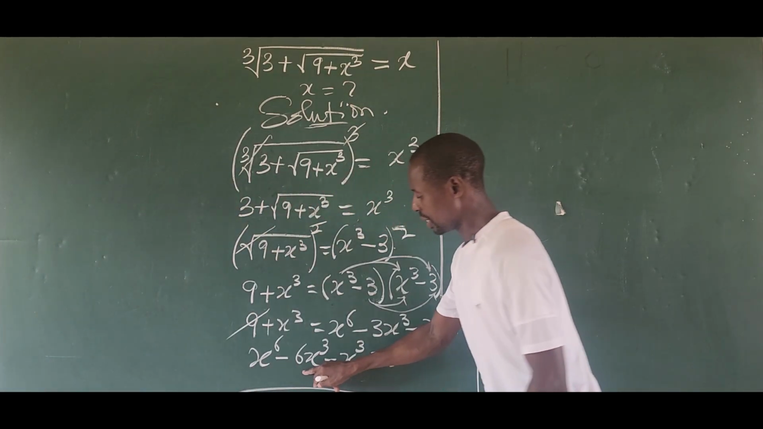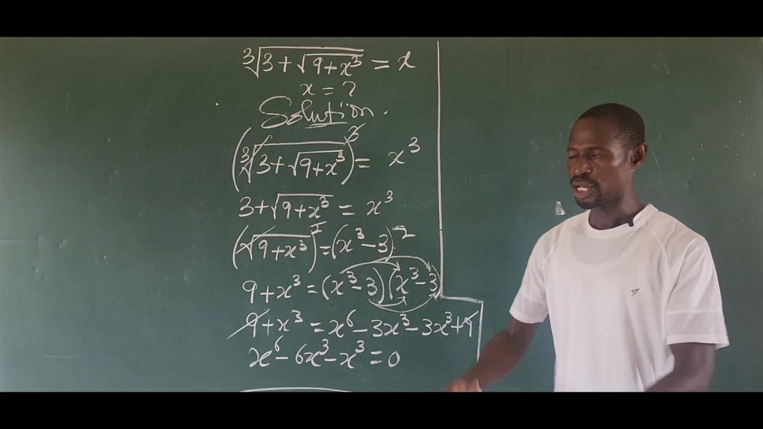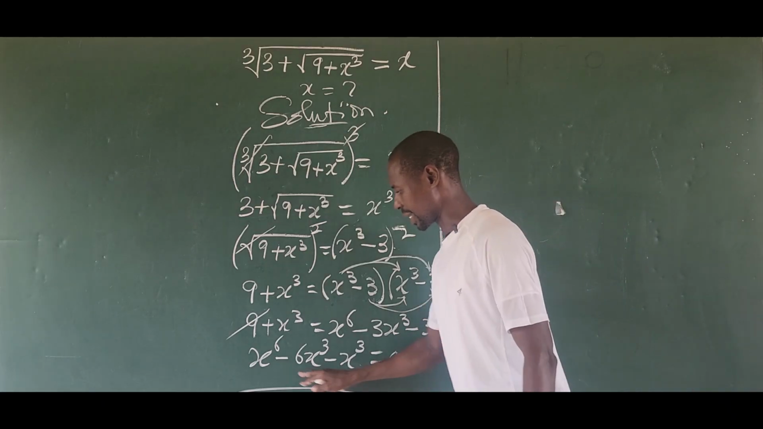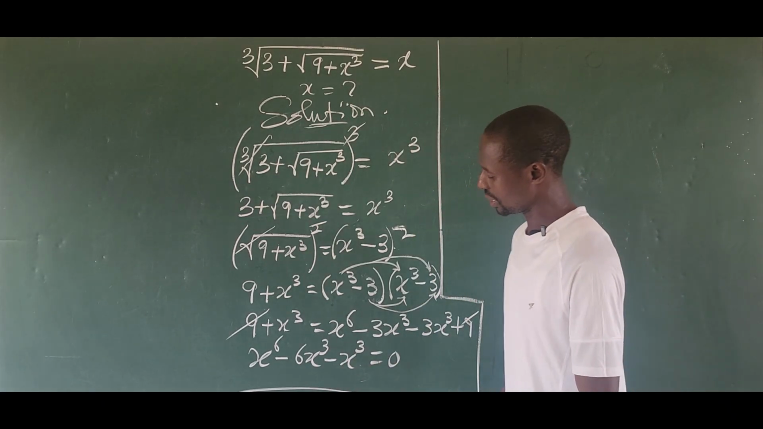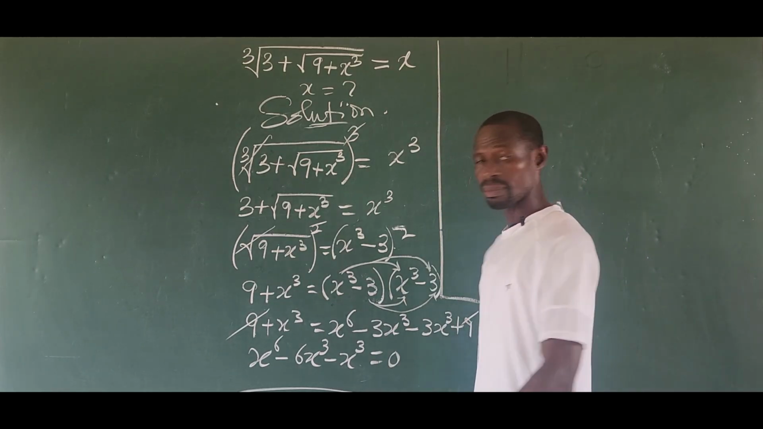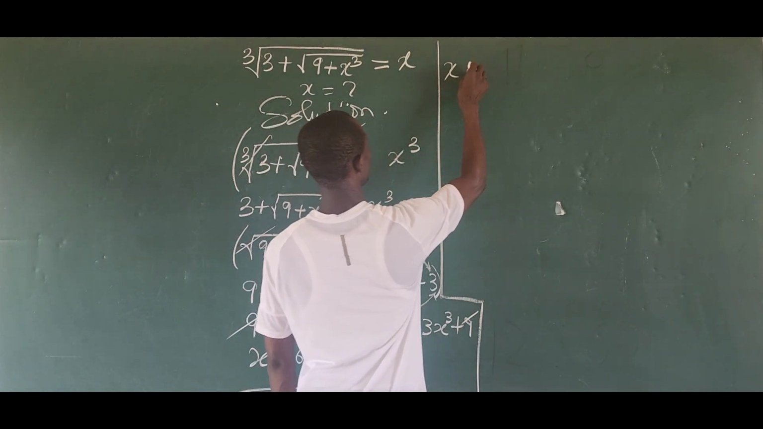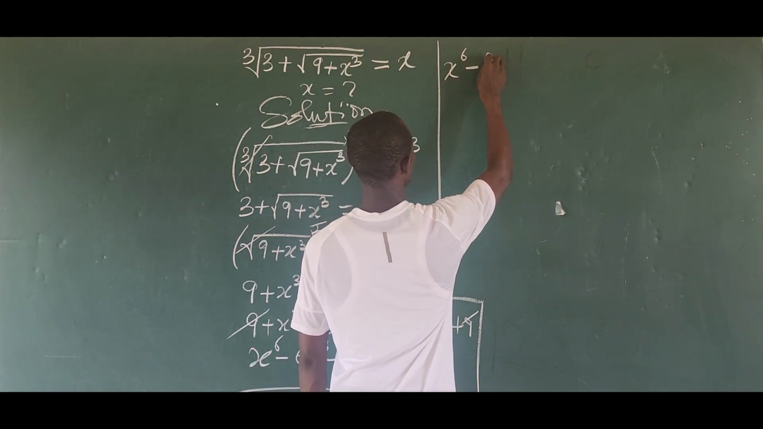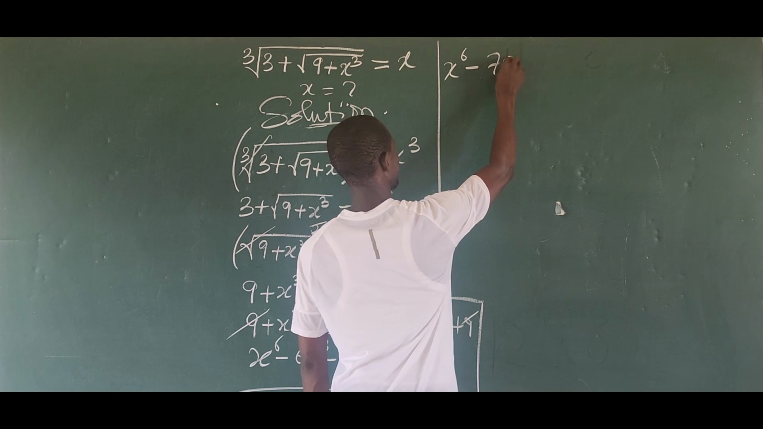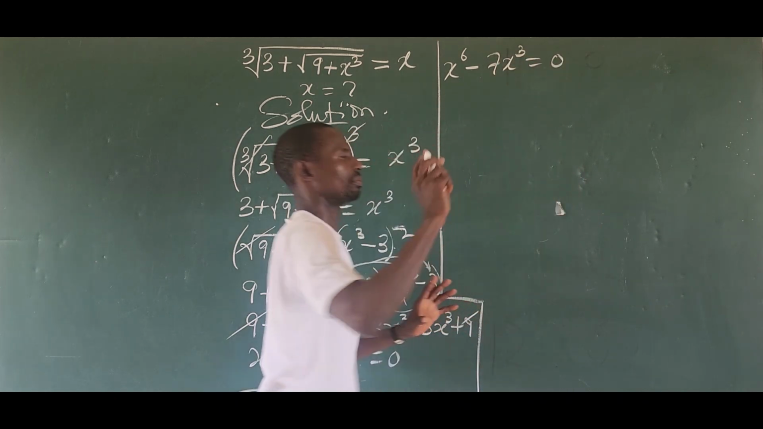Now we have x to the power of 3 here and x to the power of 3 here, so we can carry out the arithmetic again. Minus 6x to the power of 3 minus x to the power of 3 gives us minus 7x to the power of 3. So we have x to the power of 6 minus 7x to the power of 3, everything equal to 0.